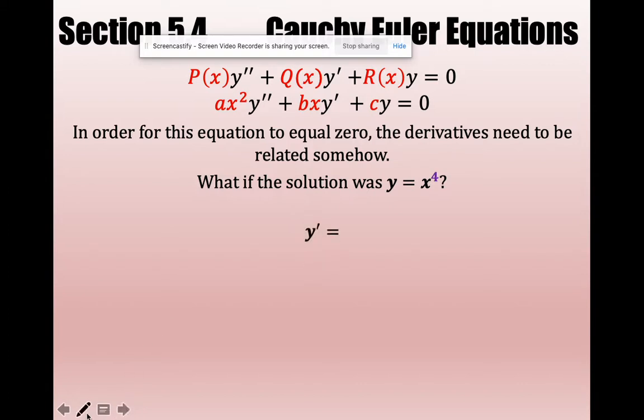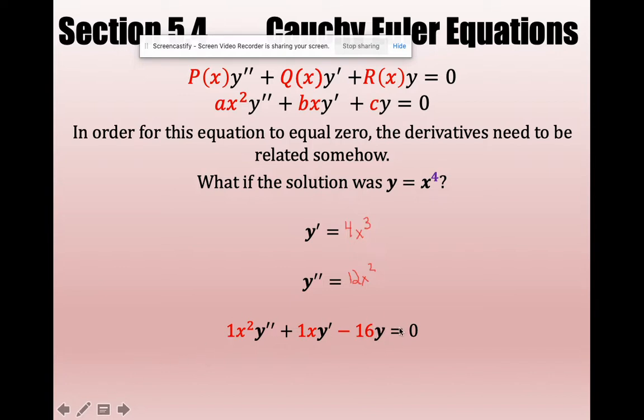If the solution was x to the 4th, what's y prime? What's y double prime? Right? Now, let's plug this in to this differential equation. Is this a Cauchy Euler differential equation? Ax squared y double prime plus bx to the first y prime, first derivative, minus 16 power of x of 0 and 0 derivative.